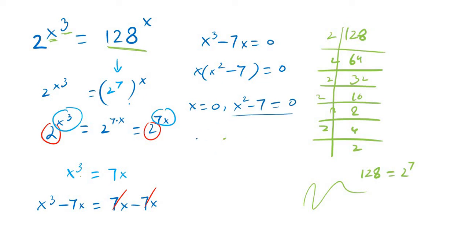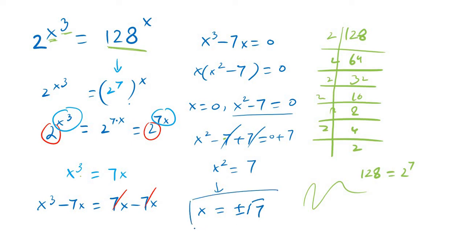Considering this particular side, you have x square minus 7, adding 7 on both sides, you will have x square equals 7. By taking the square root, you will have x equals plus minus square root of 7. So this is how you solve these kind of questions.